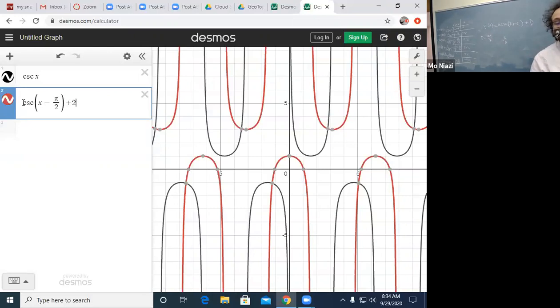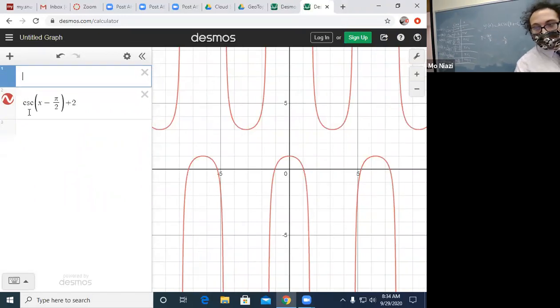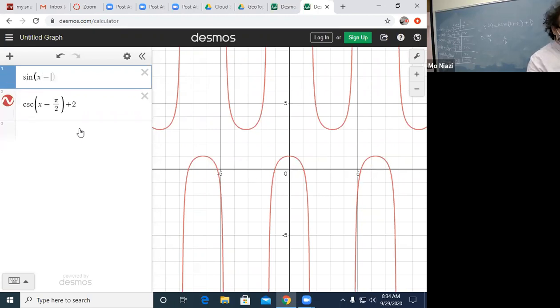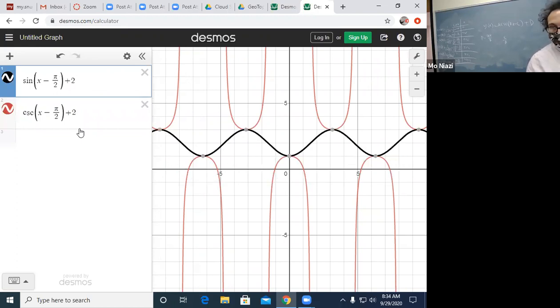That's what I'm trying to ask. Oh, so yeah. Now, okay, so this is gonna look really beautiful. Look at this. Here's cosecant, right? Let me put just sine of x minus pi over 2 plus 2. Ta-da! Isn't that cool?